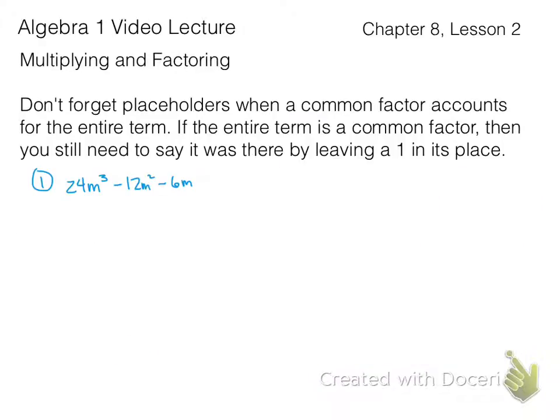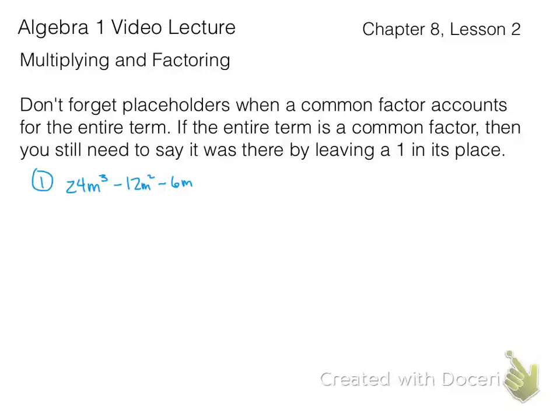All right, I have one more example problem for you, and that's to not forget placeholders. When a common factor can pull out an entire term, you still need to say that that term was there. It's kind of like a ghost one. It's like that term used to be there, but because it left the mortal coil, we have to say that it's this placeholder. Maybe you can even call it its gravestone.